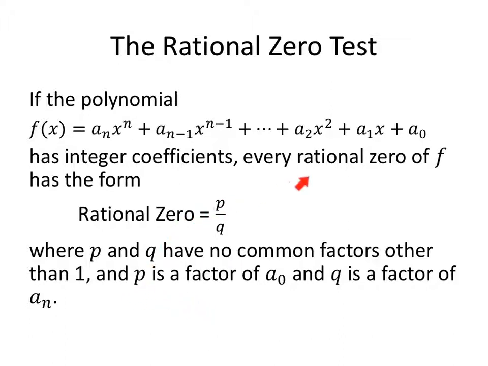The numerator is going to be a factor of the constant term. All right, p is a factor of a sub 0. And q is a factor of the leading coefficient. The leading coefficient factors give us our denominator. The constant factors give us our numerators. Let's take a look.